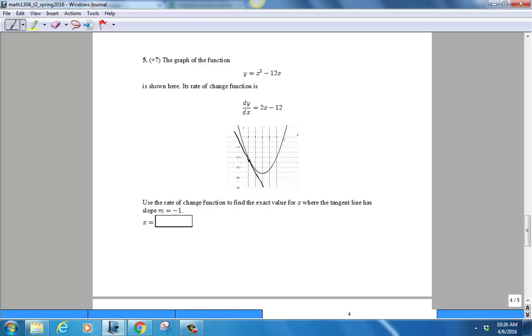There are plenty of x values where, if you draw the tangent line, you're going to end up having a negative slope for the tangent line. That's where the curve is decreasing, right? But I want to find out exactly where the slope of the tangent line turns out to be exactly -1, okay?